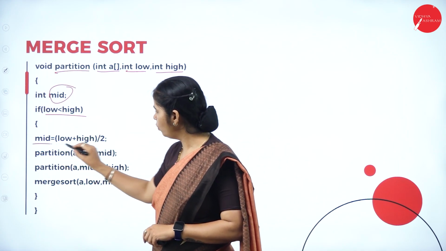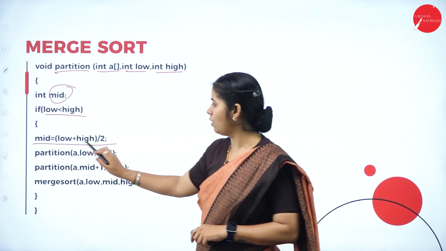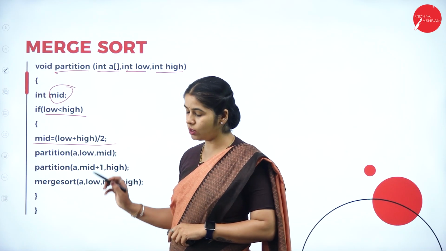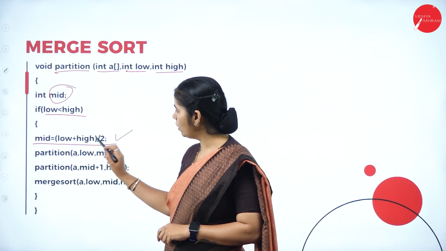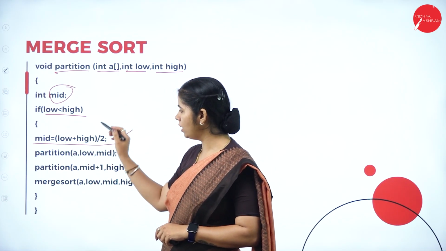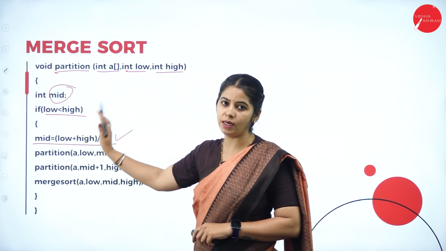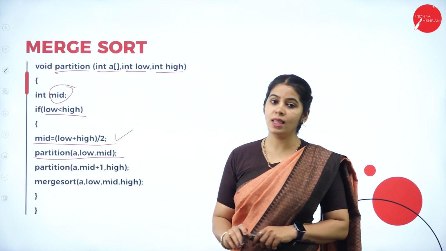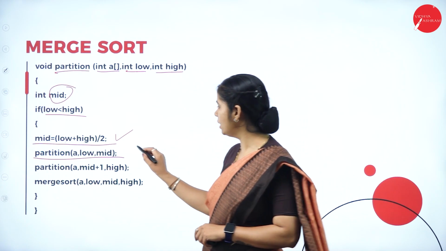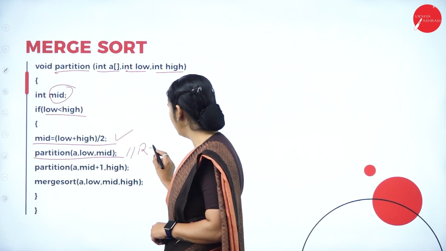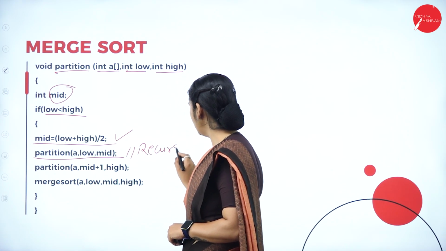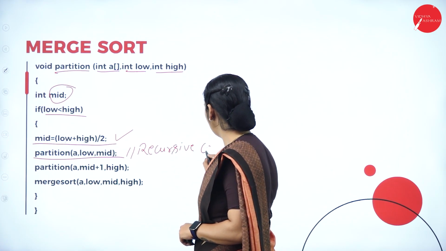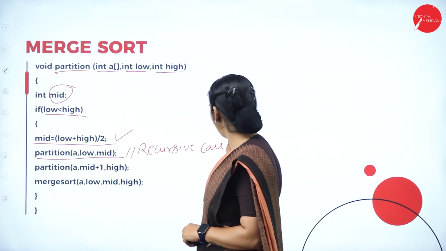Then what we have to do? We have to compute the mid by using the formula (low + high) / 2. That's what we are doing here. We are calculating (low + high) / 2 and dividing the array into two parts, the right and the left half of the array. Then we have to call the partition function recursively. Recursive call for first half.